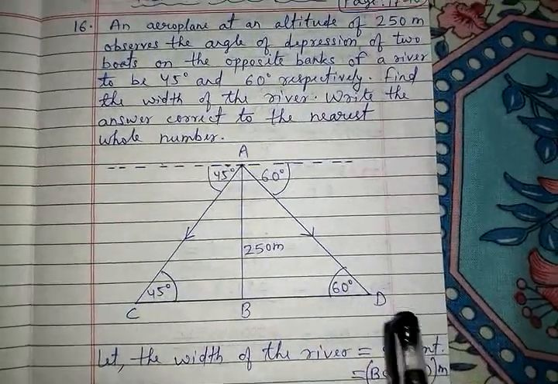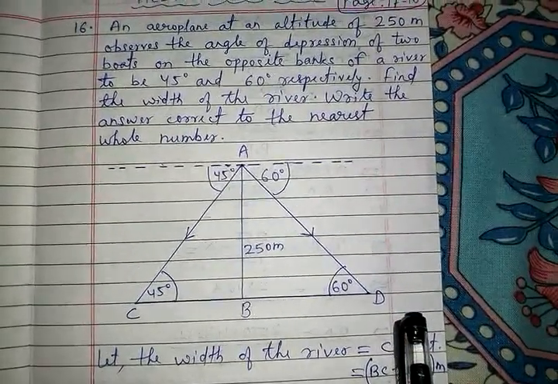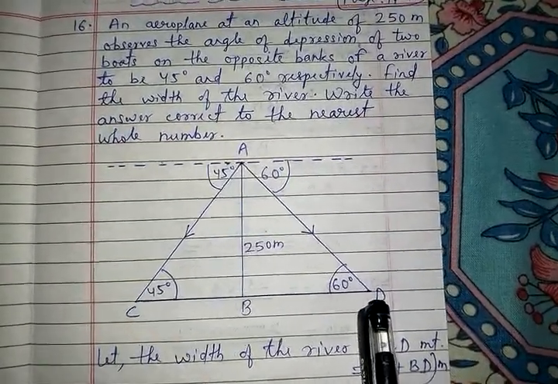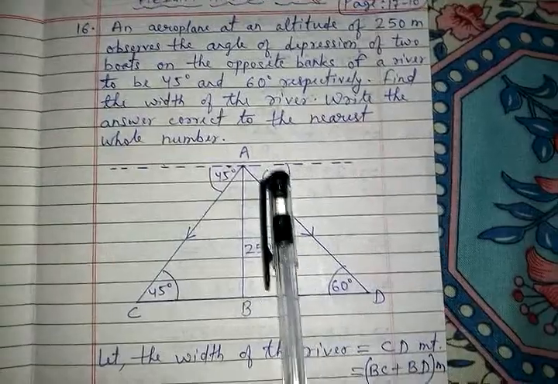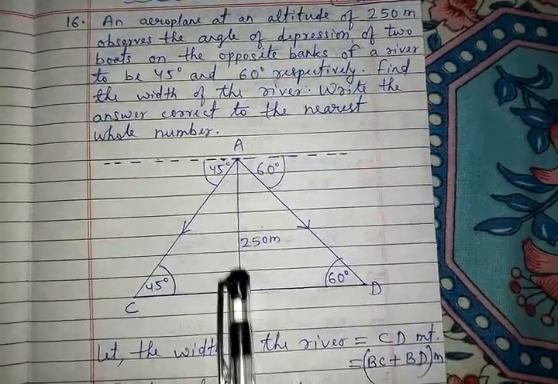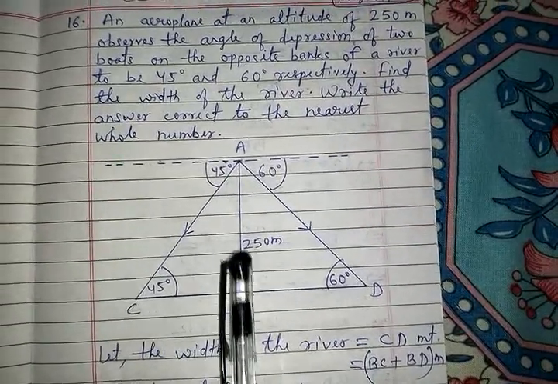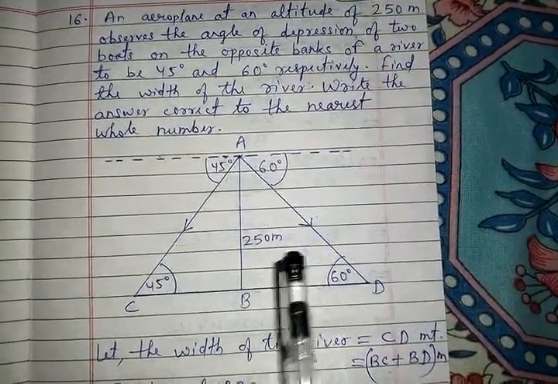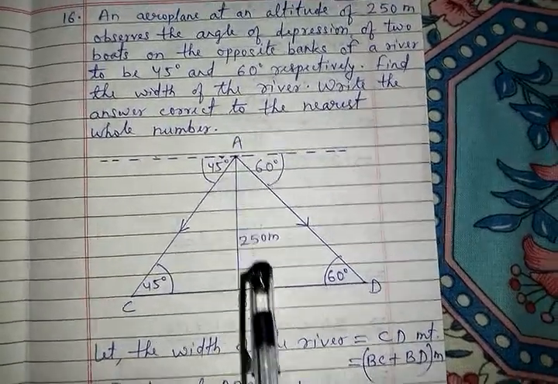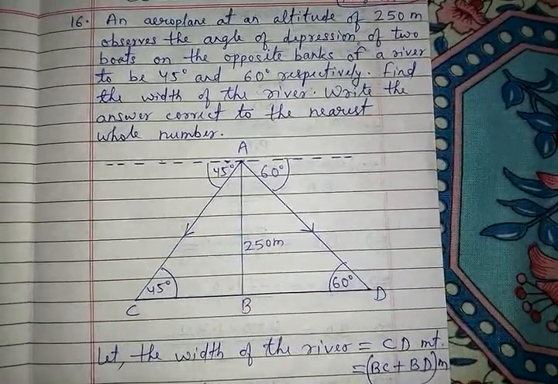And on the other bank of the river another boat is there. So the pilot also observed the other boat at an angle of 60 degree. Again the same 60 degree comes here inside as an alternate angle, and the aeroplane is flying at an altitude of 250 meters. So from the river level or from the ground level, its height is 250 meter. This is all about the diagram.